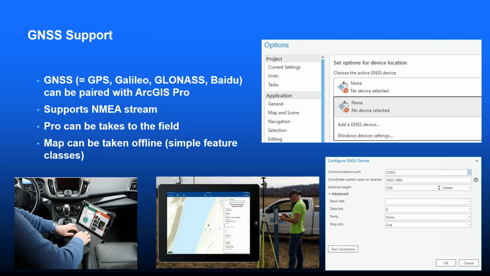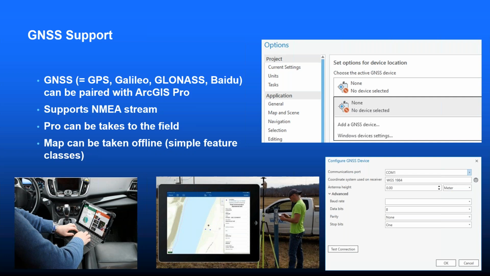So desktop is not anymore really desktop, and mobile can be a tablet too. But anyhow, GNSS, like GPS, Galileo, GLONASS, there's different constellations, is now supported in ArcGIS Pro. You can connect and pair it with an antenna. It supports the NMEA stream, which has all the metadata about the accuracy, the PDOP, HDOP, and so on, coming from the receiver, and in real time start using it to create or update features.